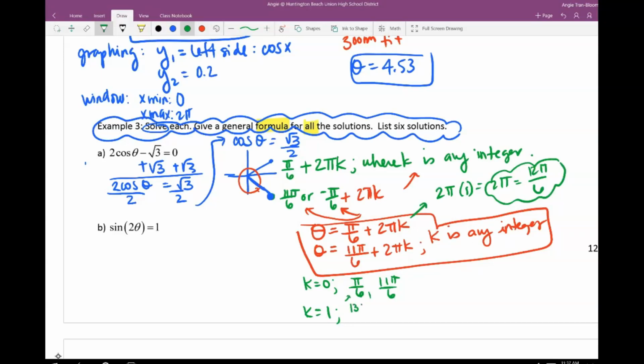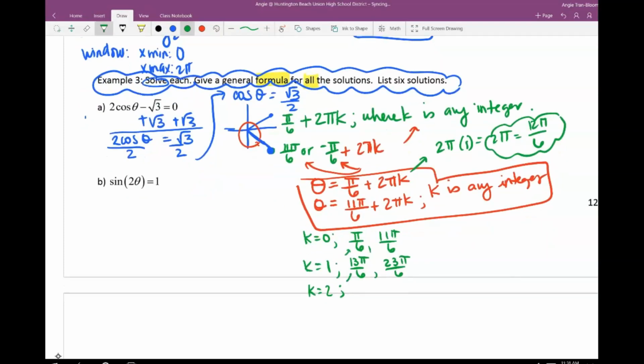So now I have 13 pi over 6. What if I add 12 pi over 6 to that? So now I have 23 pi over 6. So that's a total of 4. Then I'm going to keep on going when k is 2. So when k is 2, what I do is I'm just going to add 12 pi over 6 to these.